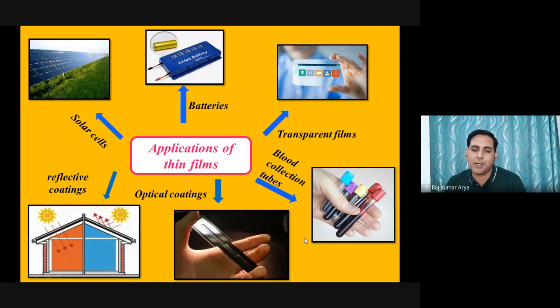Then you have household applications. Wherever you have a very cold climate, you want to store some energy, so you want a coating which can absorb the light. And second, in the case of a very hot climate, where you don't want the outside heat to come in, you want a reflective coating so that 100% of the light is reflected back. So you can design the coating as per need.